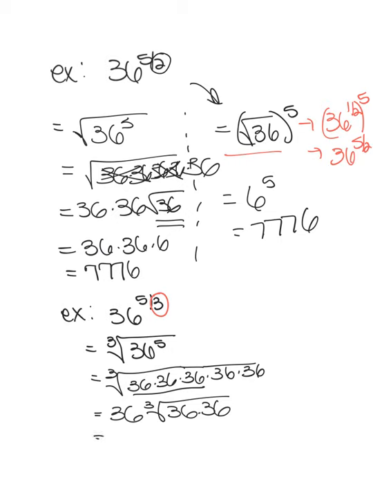But I can go further than this, because each of those 36s can be broken down into 6 times 6. So I can break the first one down into 6 times 6, the second one into 6 times 6. And remember, how many do we need to take something out? 3 of them with a cube root. So there are 3 of my 6s, which means I get 1 on the outside.